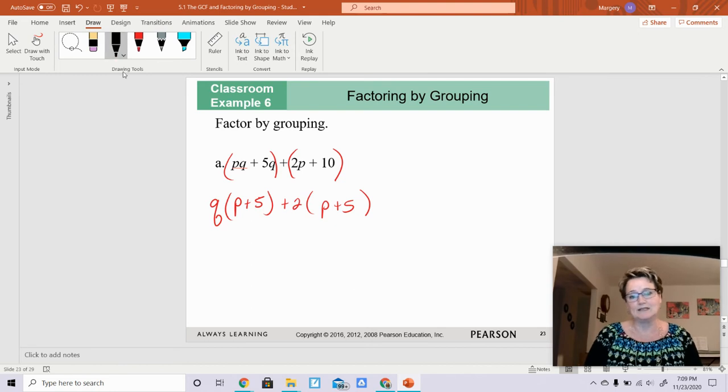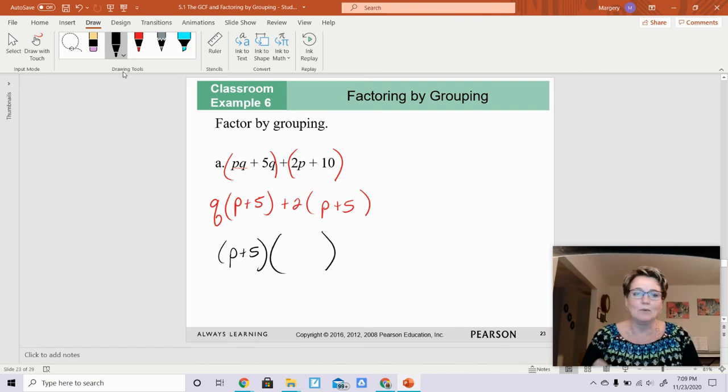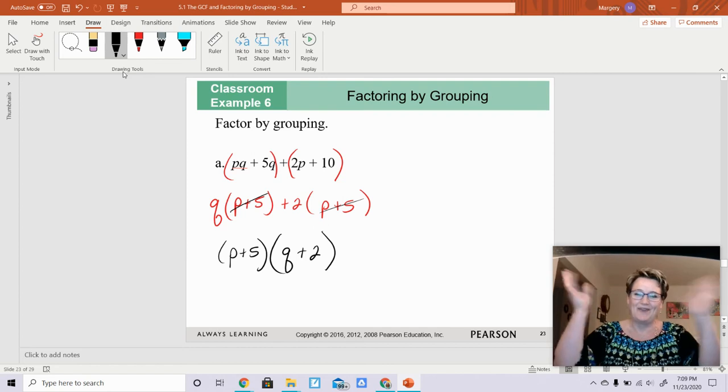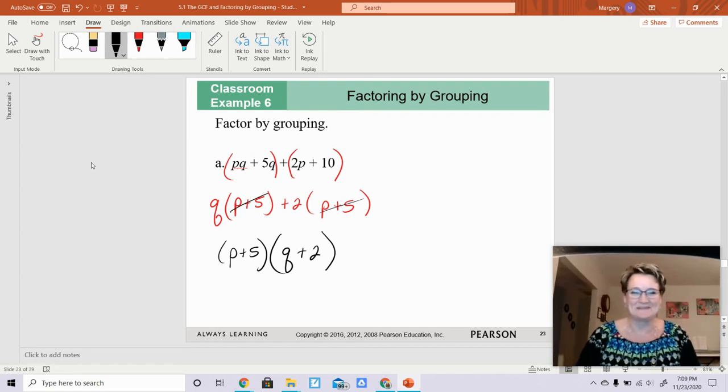Now what you do is you notice this has a p plus 5 and so does this. So you're going to take out a p plus 5. Now, once you do that, this cancels and you're left with q. When you take out a p plus 5 here, that cancels and you're left with a positive 2. You factored it, you're done, we can keep moving.